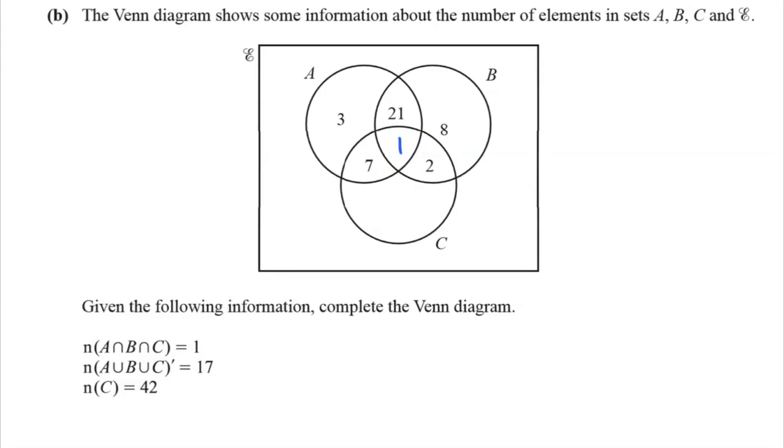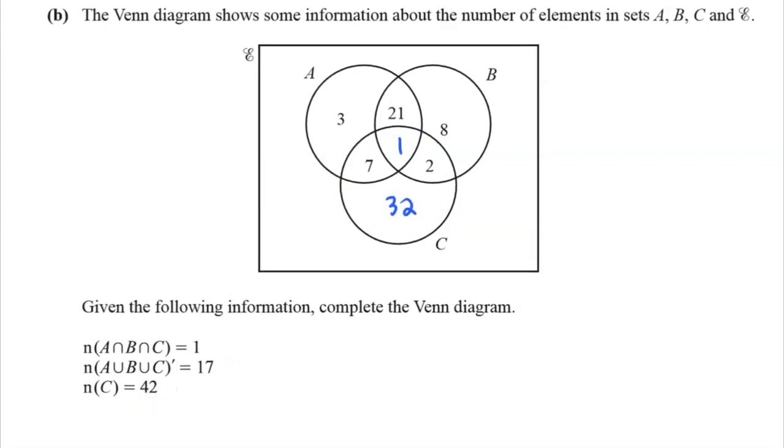Okay, so the second one looks more complicated. The third one doesn't look as complicated. The number in C, it says, is 42. And we look at C and we go, but there's already some in C. How many are in C? Well, we have 2 plus 1 plus 7, which is 10. So there's already 10 in C, but it says the number in C is 42, which means there has to be another 32, because 32 plus 10 makes 42, right?